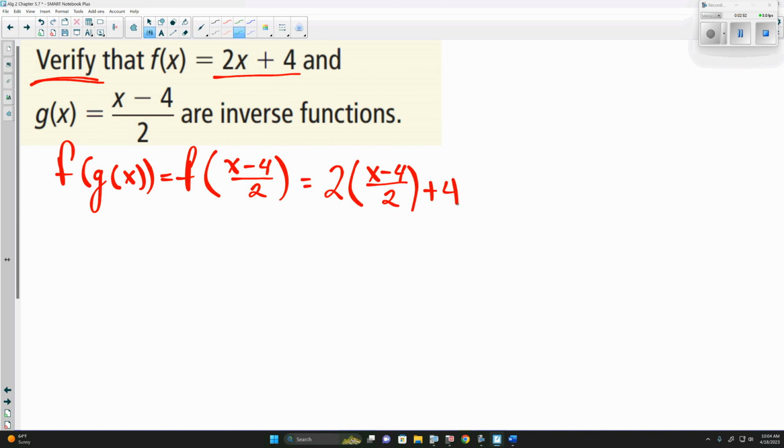Now we just need to simplify. So when we do the multiplication of 2, the 2 and 2 here will simplify, leaving us with x minus 4 plus 4, which is just x. Any questions on how we found f of g of x?